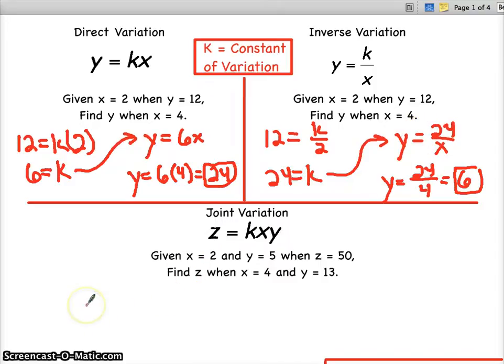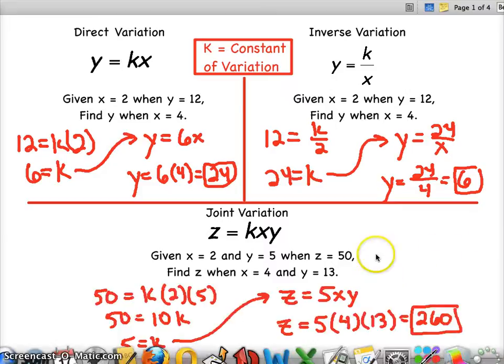Joint variation really works the same way. It's just a double direct. Notice on the bottom we've got two things multiplied by k. So if they give us x, y, and z, we can then use that to find k and then go solve the equation. Pause the video now and see if you can follow the steps and try that out.